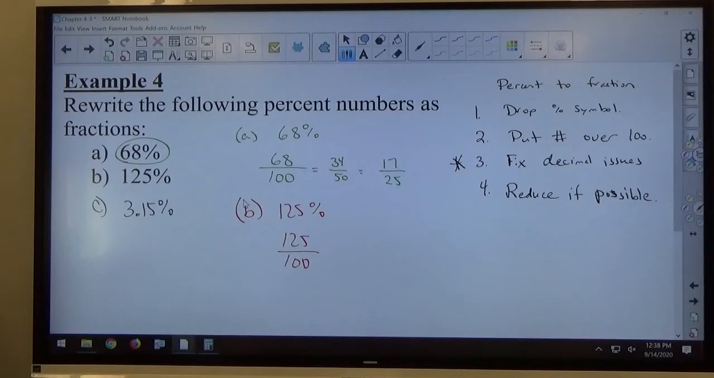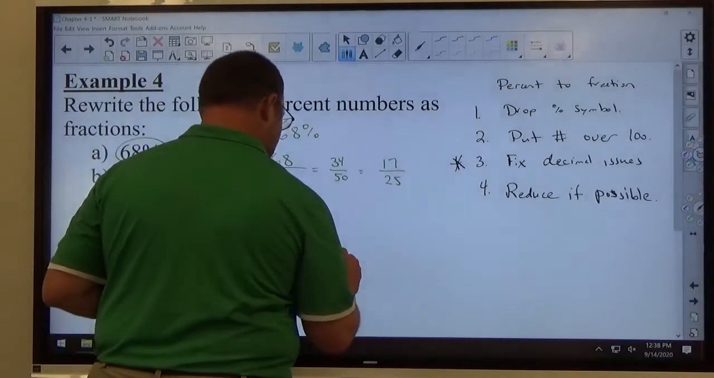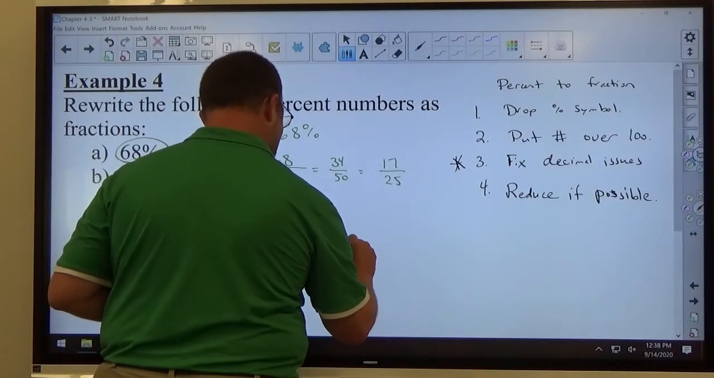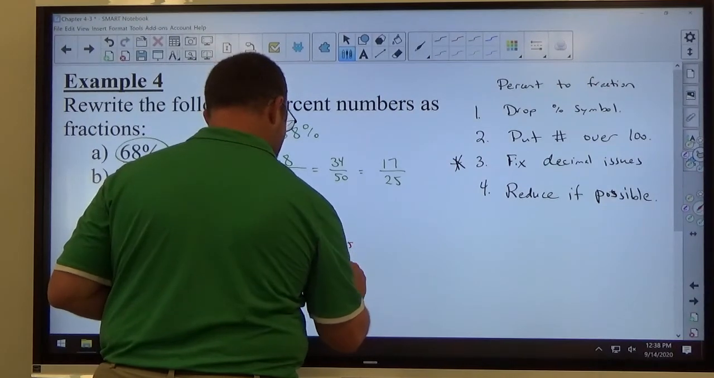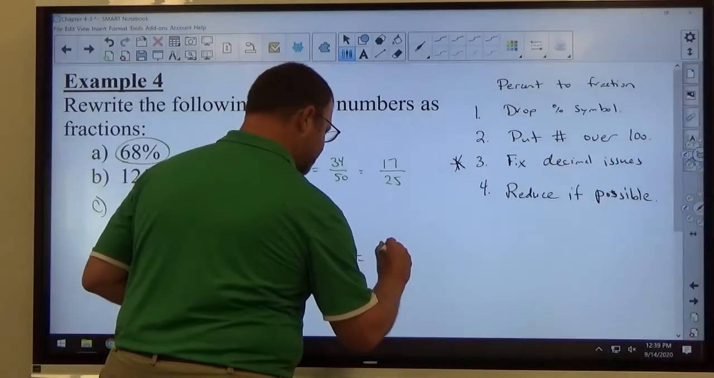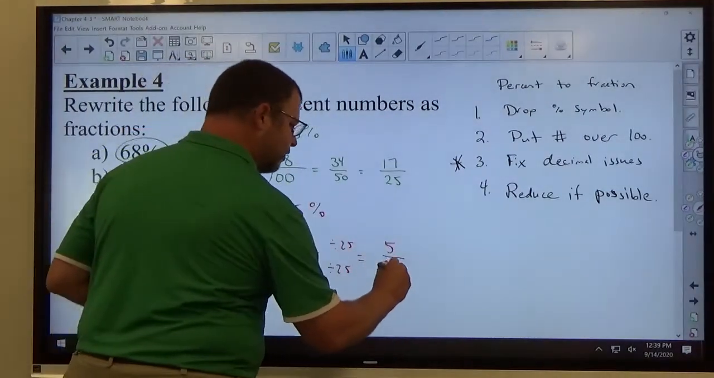Can everybody see that 5 goes into both top and bottom numbers because they end in 5 and 0? A 25 does too. So if we go with Journey's plan, Journey's going to divide 125 by 25, and she's going to divide 100 by 25. 125 divided by 25 is 5. 100 divided by 25 is 4.